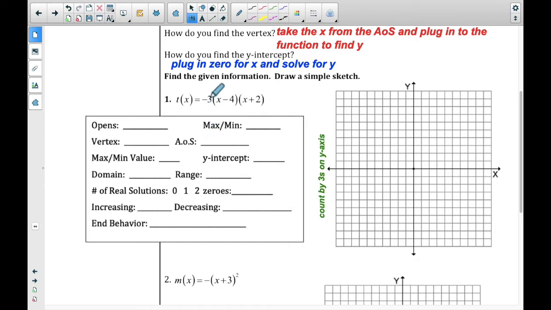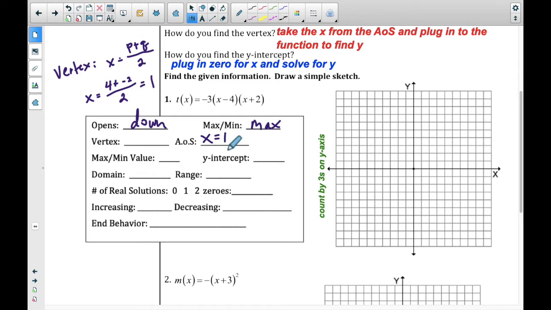So we look and we see that it is negative, that means it opens down. And if it opens down, that means it has a max. Okay, let's take a second to find the vertex on this one. The axis of symmetry is x equals p plus q over 2. In this case, our p is 4 and our q is negative 2, because we had to switch the sign because of that minus sign in the original equation. So this is 4 plus negative 2 over 2. That's 2 over 2, which is 1. So the axis of symmetry is x equals 1.